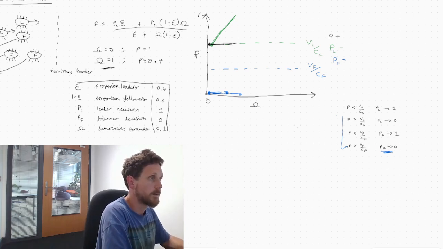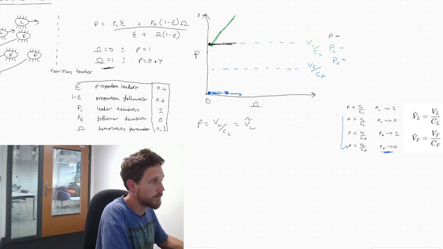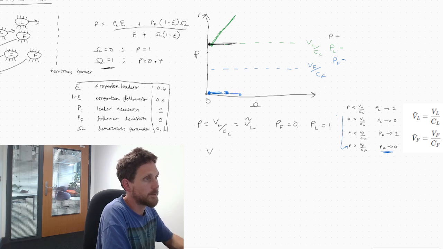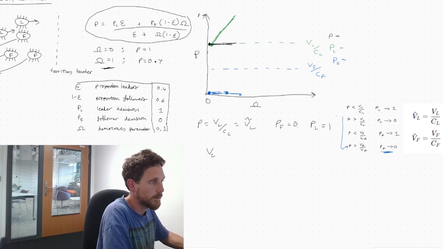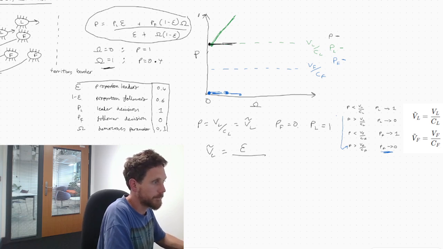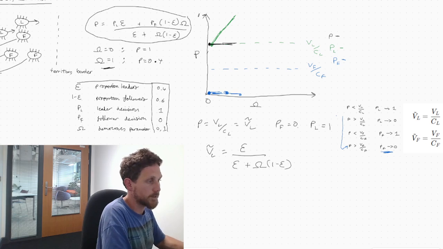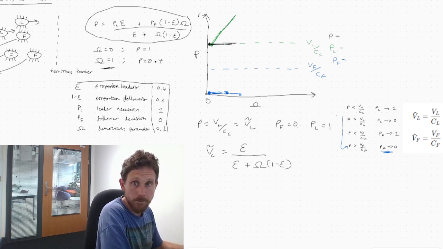We know that P is equal to VL over CL, but we might just use a shorter notation of V tilde L for that. We know PF is equal to 0, and we know PL is equal to 1. So using the equation above, we can substitute in V tilde L equals epsilon over epsilon plus omega 1 minus epsilon. I'll do now solving for democracy.